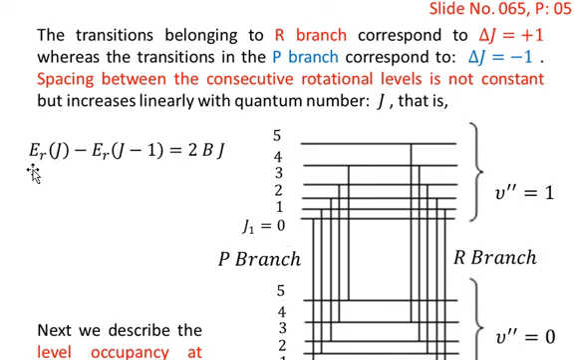That is, the rotational energy E_R of J, for quantum number J, minus the rotational energy at quantum number J minus 1, is equal to 2 times B times J. So you see that this gives you the energy difference between two rotational levels.